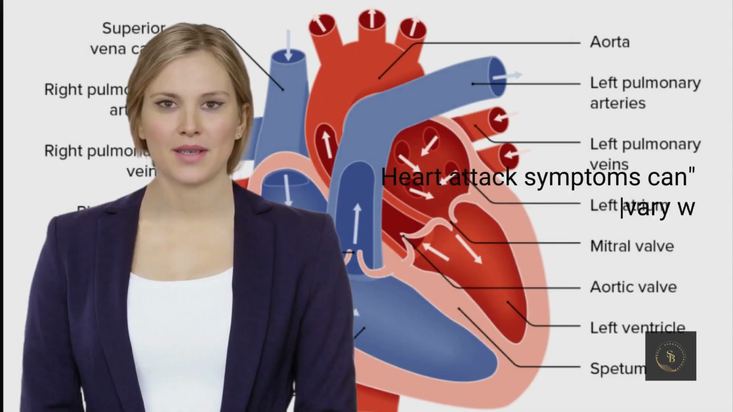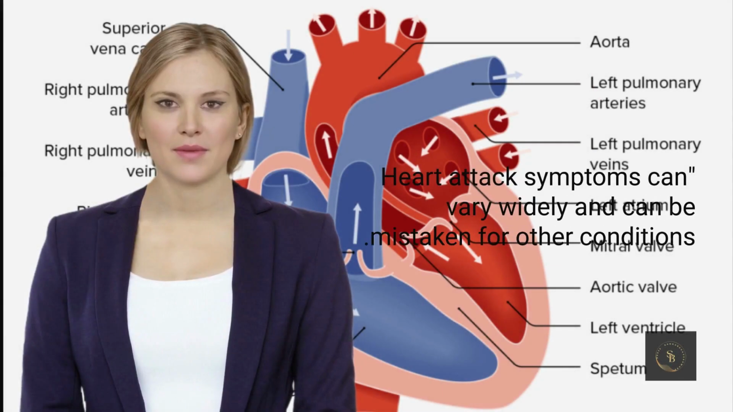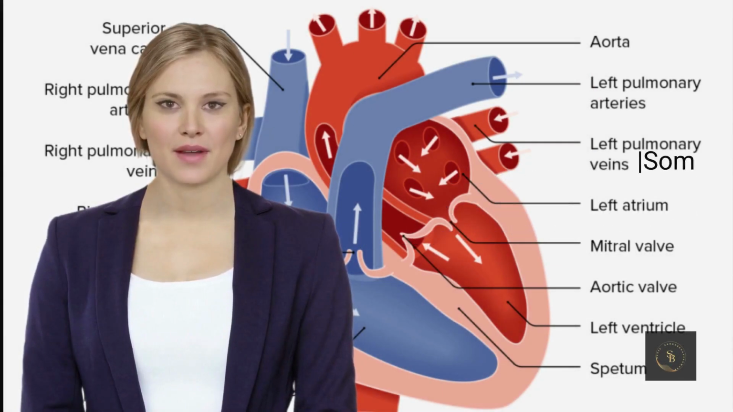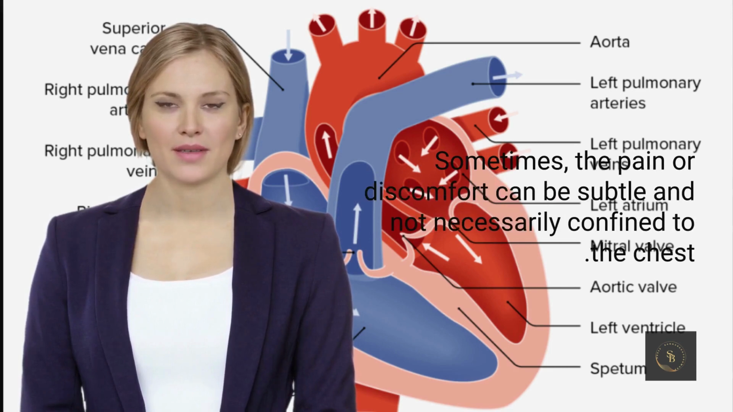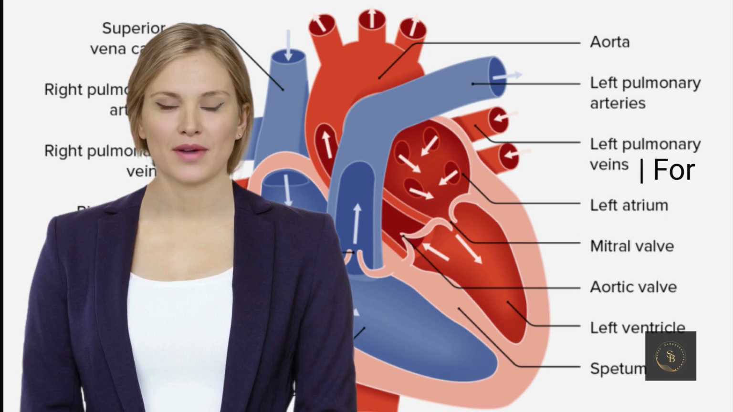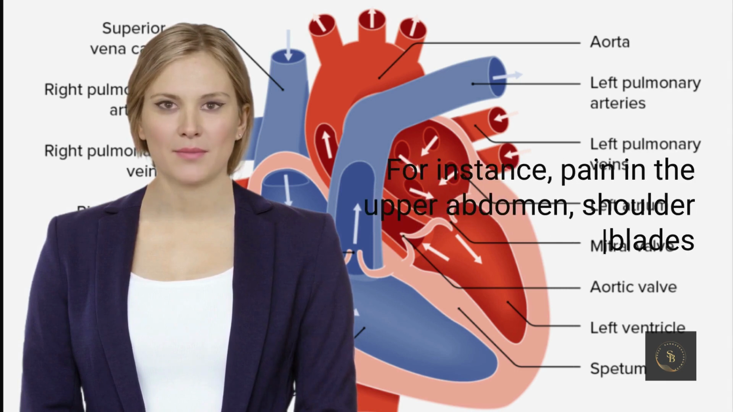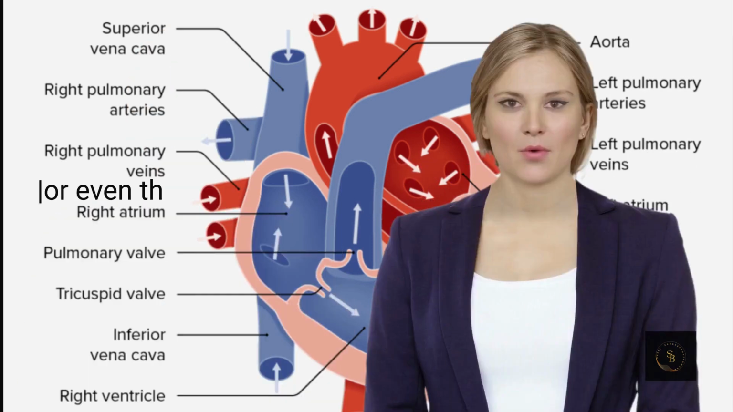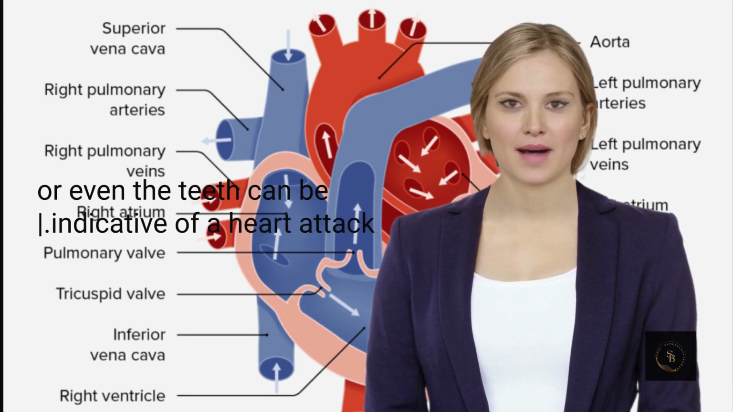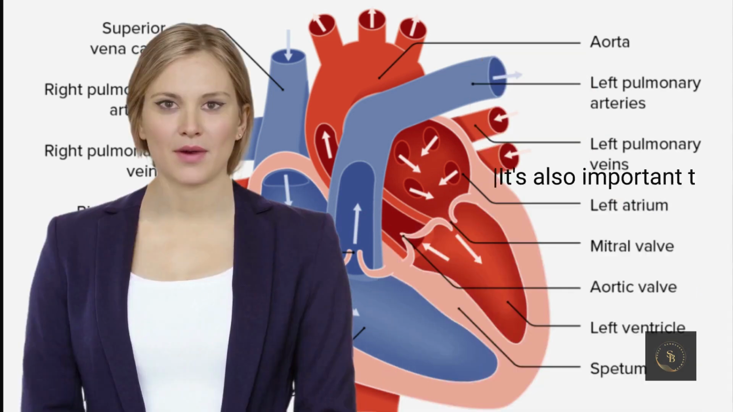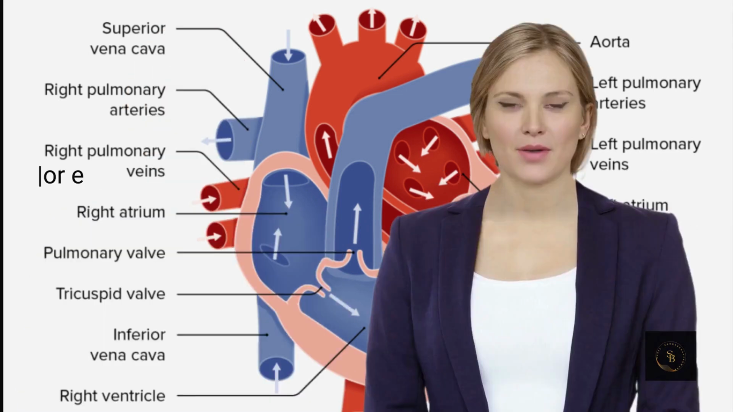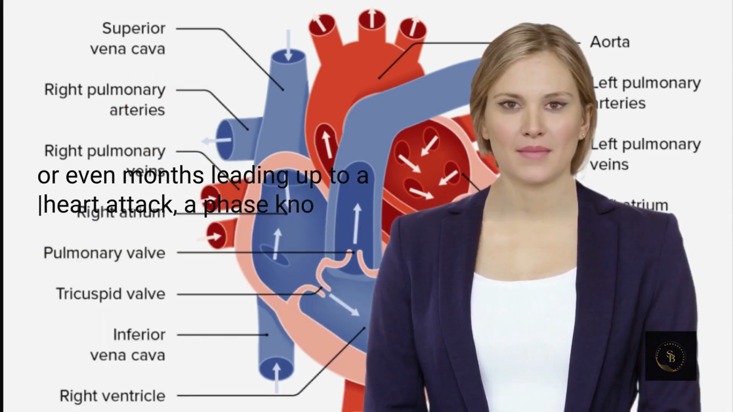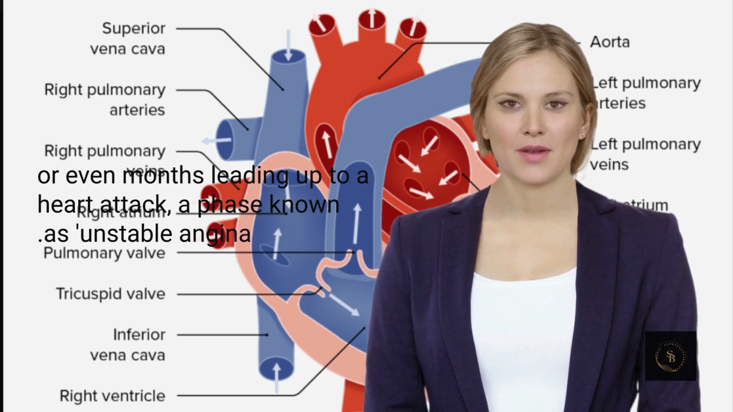Heart attack symptoms can vary widely and can be mistaken for other conditions. Sometimes, the pain or discomfort can be subtle and not necessarily confined to the chest. For instance, pain in the upper abdomen, shoulder blades, or even the teeth can be indicative of a heart attack. It's also important to note that some individuals might experience symptoms for weeks or even months leading up to a heart attack, a phase known as unstable angina.